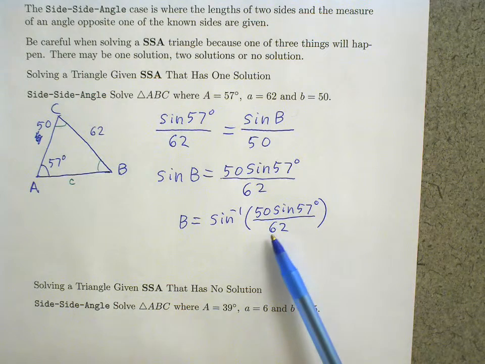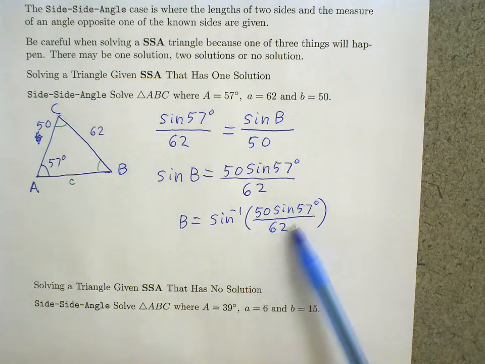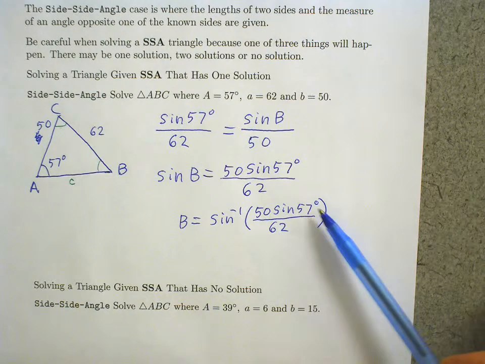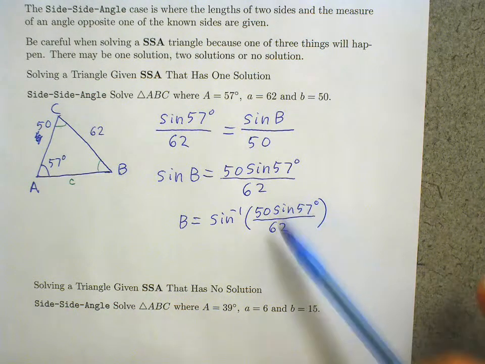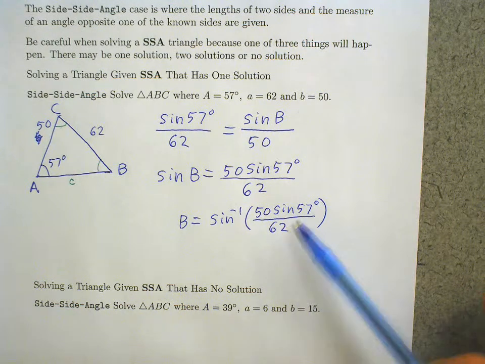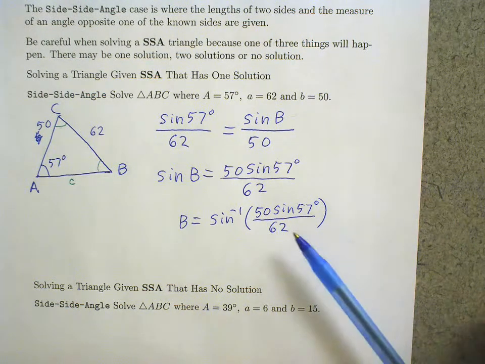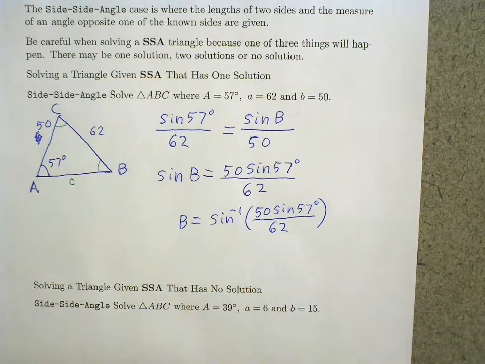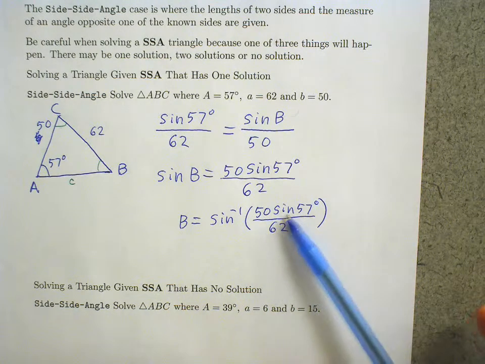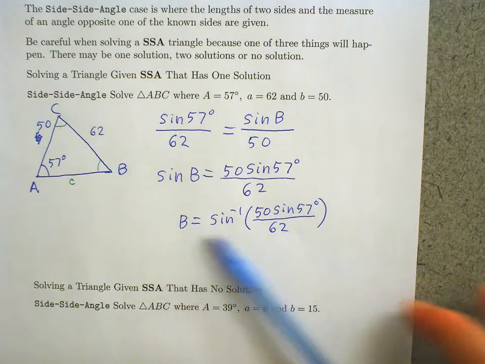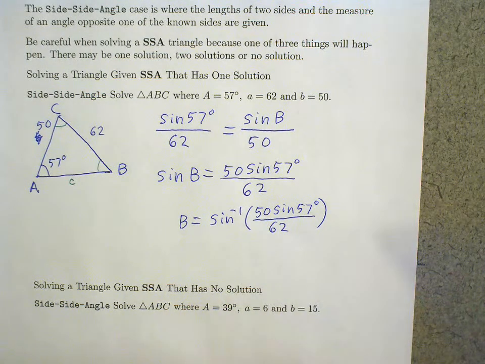Notice that this number, 50 times the sine of 57 over 62, is between 0 and 1, so that's a good sign, because the range of inverse sine is from -1 to 1. So if this number is ever outside of that, then you have a case that cannot happen.